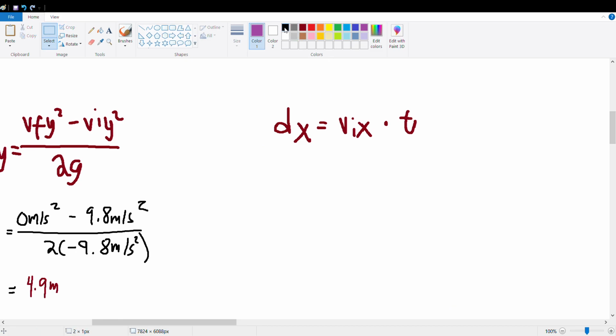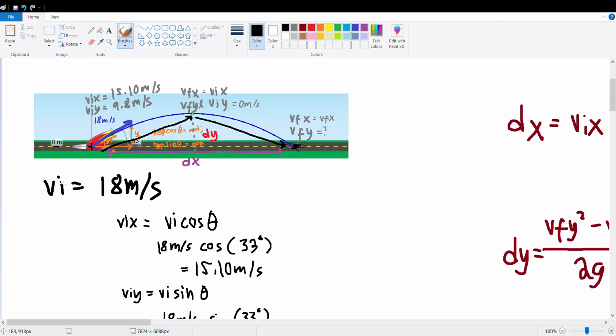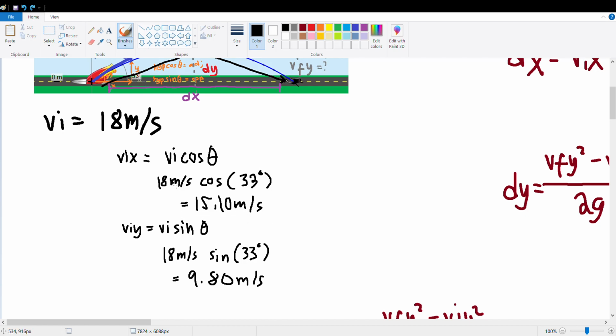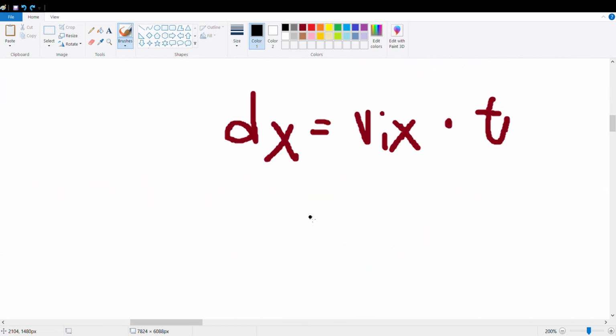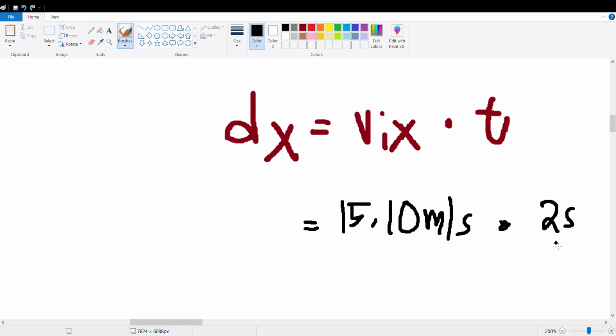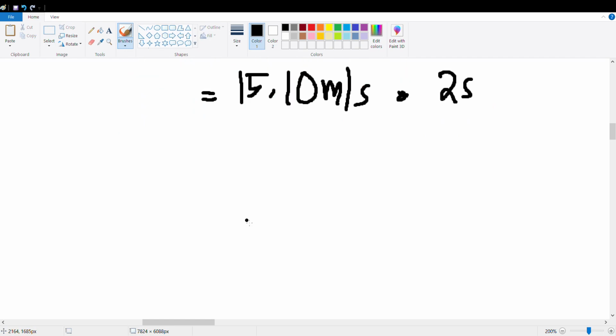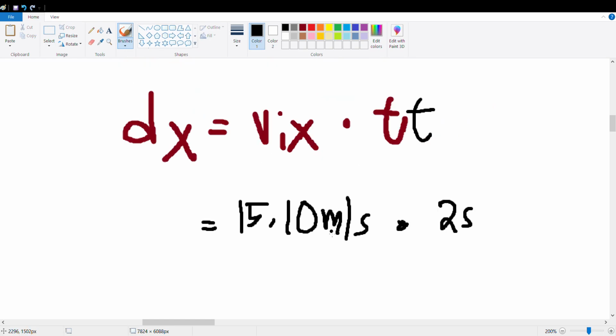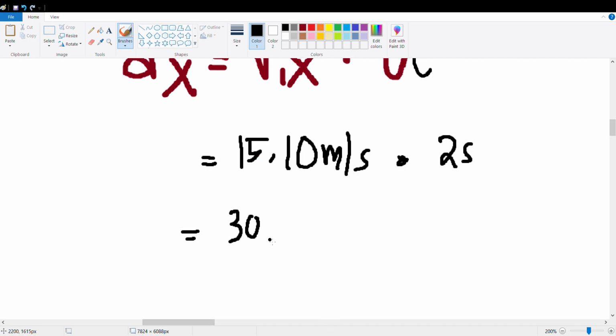Vix is basically, we already solved it, around 15.10. Remember, it's Vix and not Viy, so 15.10 meters per second times 2. We're using 2 seconds because that is the total time, so this should be TT actually. And that should also equal 30.2 meters.